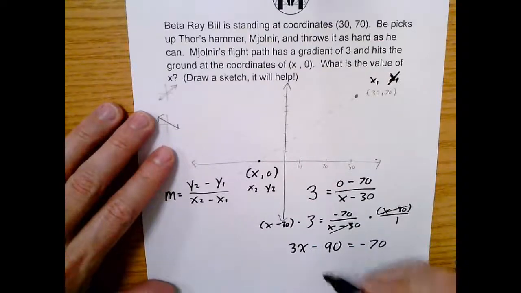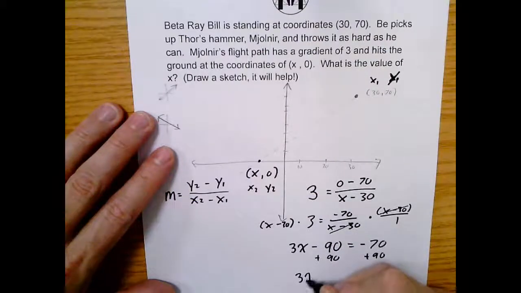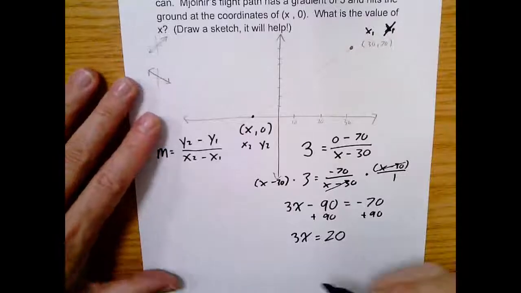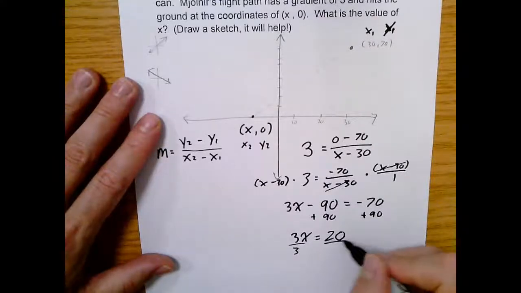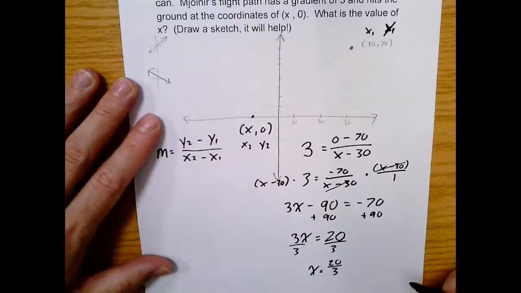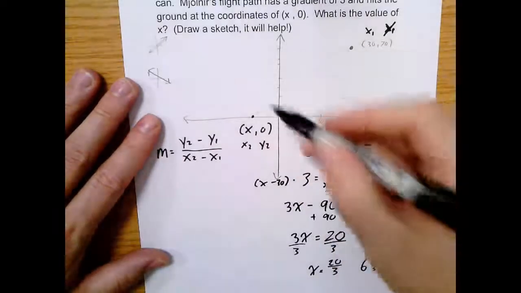Now we just add 90 to both sides to get that 3x by itself. So now you have 3x. These zero out because negative 90 plus 90 is 0. And negative 70 plus 90 is 20. Now we just divide both sides by 3, because the opposite of multiplying by 3 is dividing by 3. And you get x is 20 over 3. Great job. If you want to write that as a mixed number, that would be 6 2/3. That would help you if you're trying to find the coordinate points.